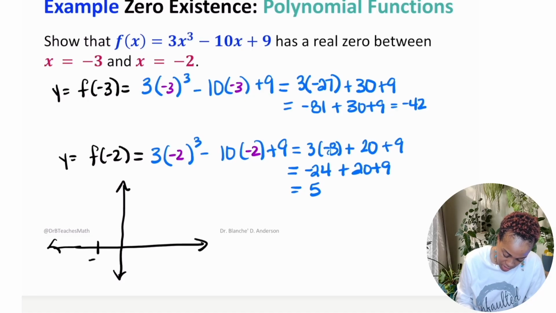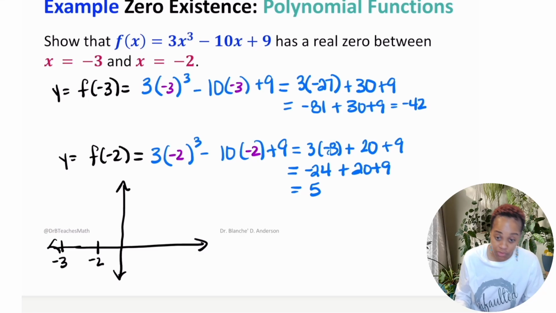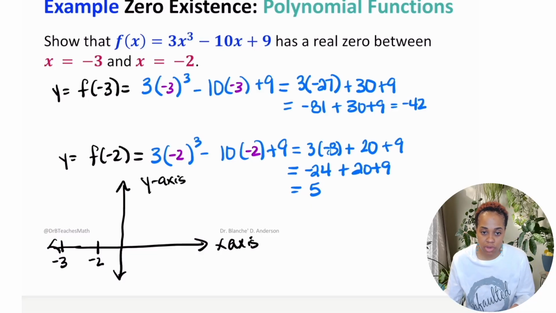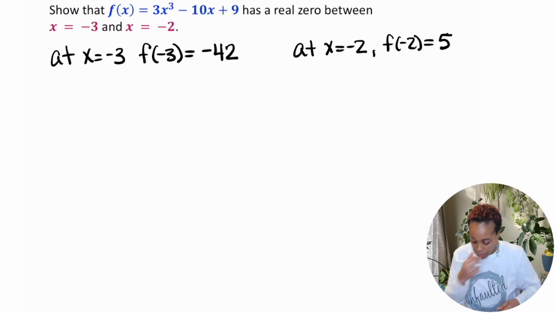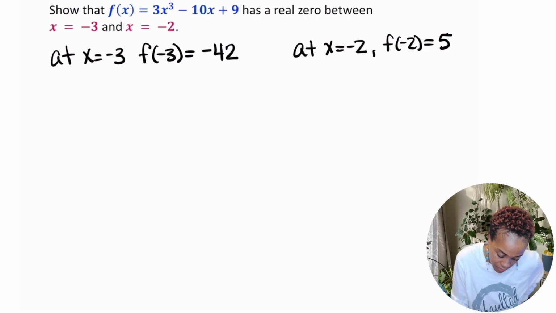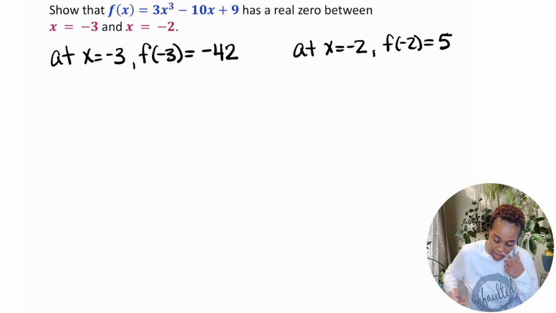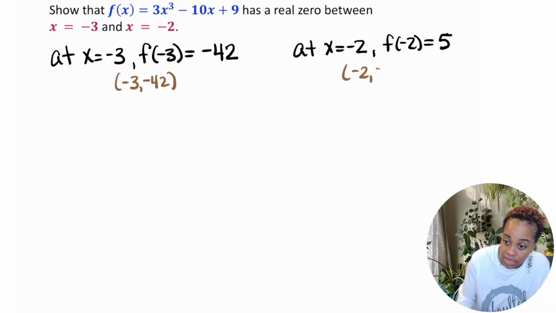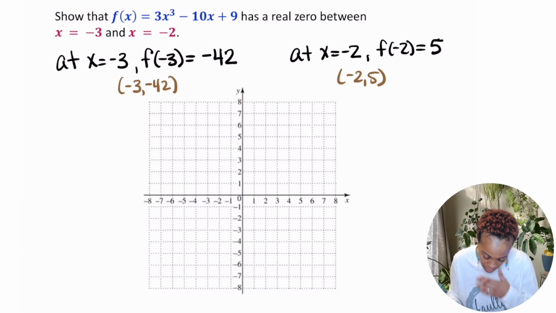Okay, so x equals negative 2 is here. X equals negative 3 is here. Do you agree with that? This is the x-axis, and this is the y-axis. You know what? Let me get a scratch paper because I really want you to see this. Okay, scratch paper. So at x equals negative 3, we found that f of negative 3 was negative 42. And then at x equals negative 2, we found that f of negative 2 was equal to 5. If I were to write this as an ordered pair, this is negative 3, negative 42. That's my x and my y. And then this is negative 2 and 5. Okay, got my little graph.